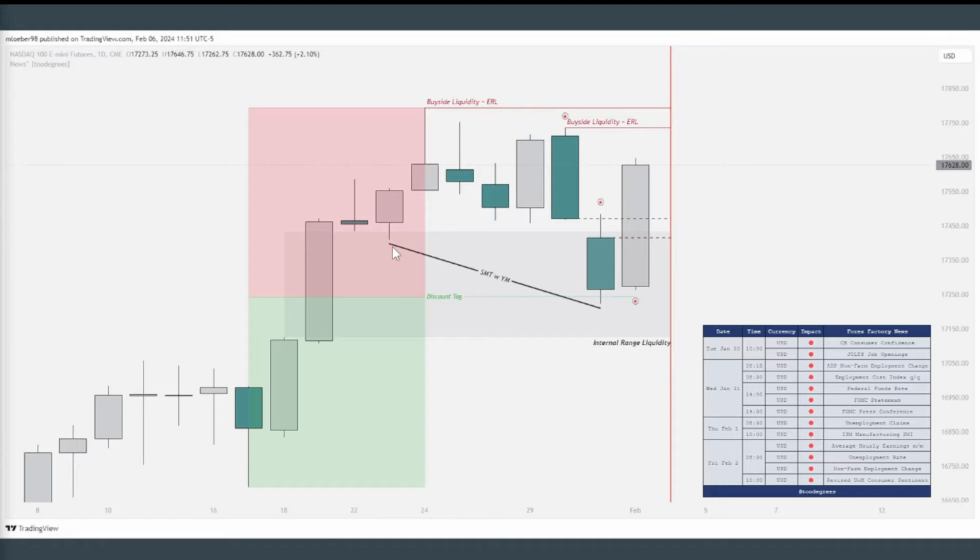Another thing to add is that we had SMT divergence inside of our daily key level. So what we're going to do now is drop down to our aligned time frame, the hourly chart, so that we can frame structure to look for potential entries.